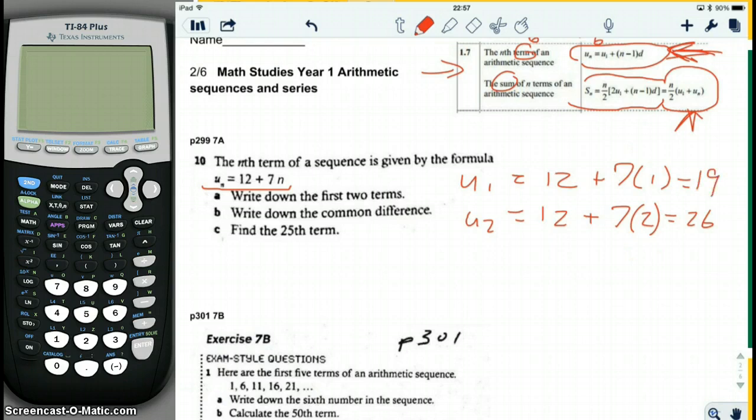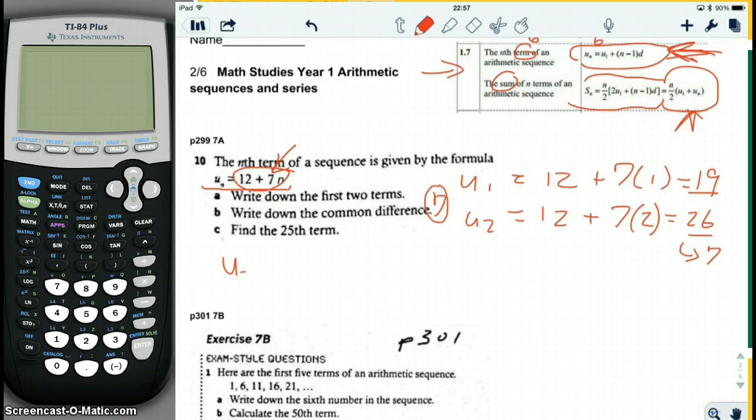Write down the common difference. There's two ways to see the common difference. One is, well, the common difference is the step size. And if you look at this formula, you can see that the step size is 7 because every time n increases, the value of the term jumps by 7. So you could say the common difference is 7 from looking at that. The other way you could do it is you could compare the first term 19 with the second term 26. The common difference is the difference of those, which is also 7, 26 minus 19.